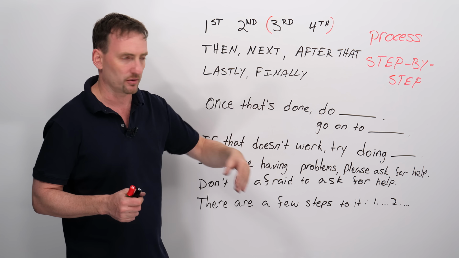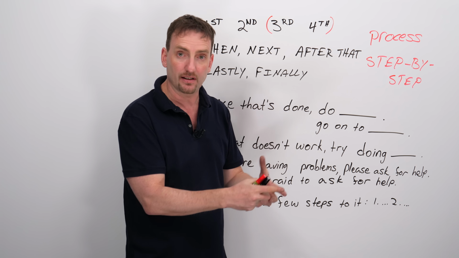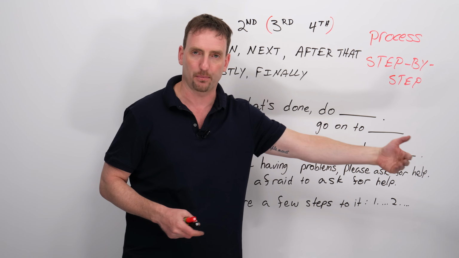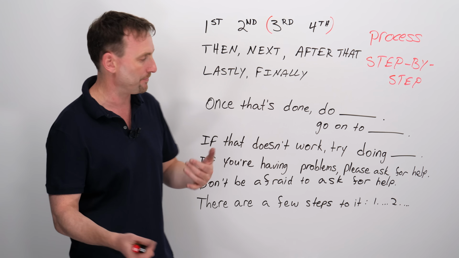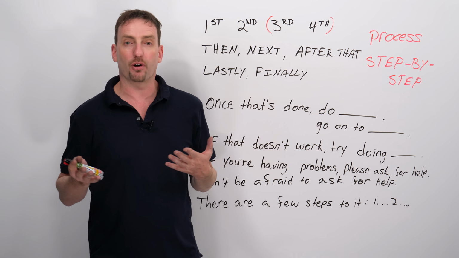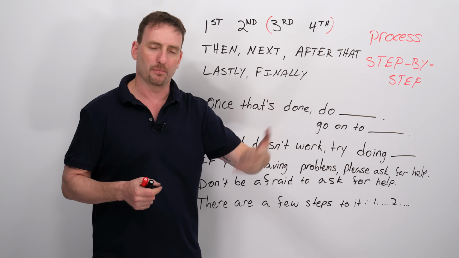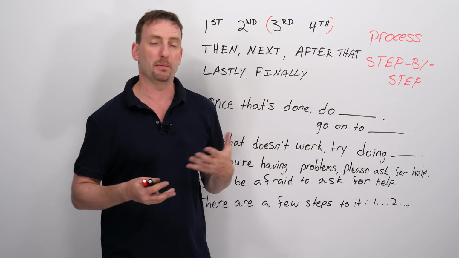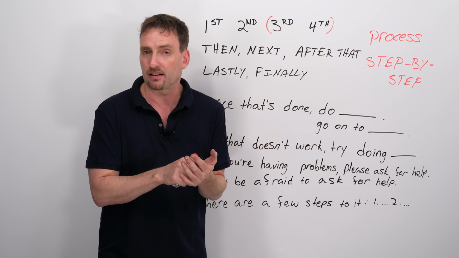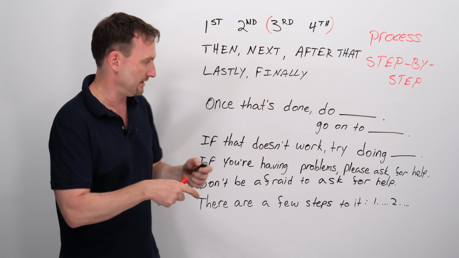Once that's done, so first do this. Once that is done, once that step is completed, do the next thing, or go on to the next step, which is, and then you explain the next step. Now, while somebody is doing something, they may have some problems, right? Even if you gave them the step-by-step instructions, in the middle, there may be complications, there may be problems, maybe they didn't understand something, or maybe they did it correctly, but it still doesn't work, right? So you should anticipate that.